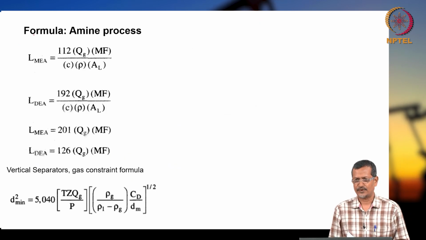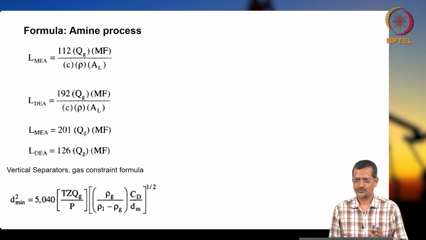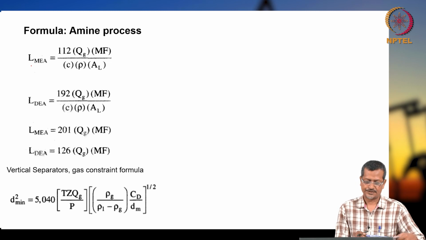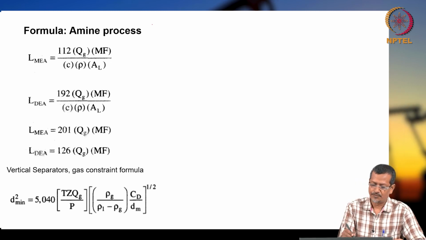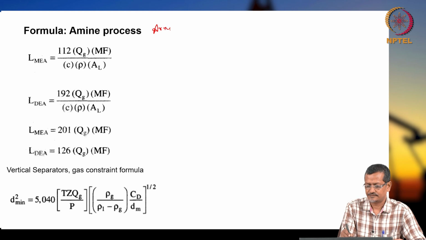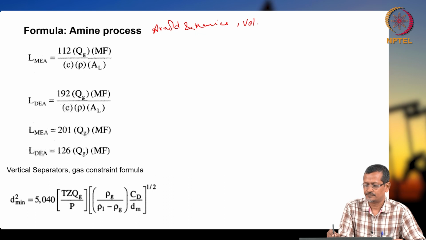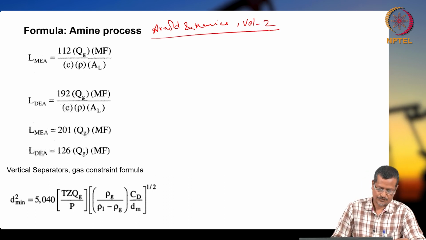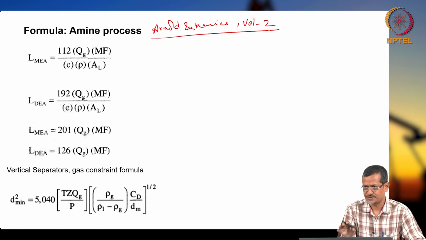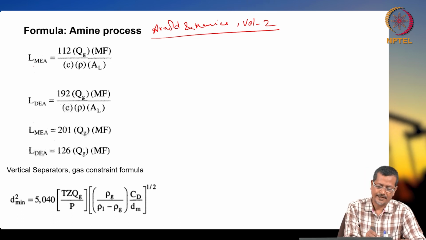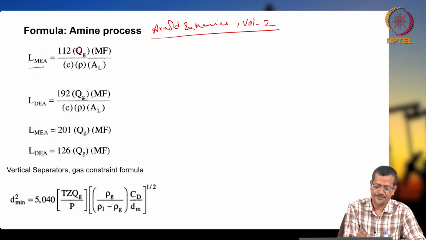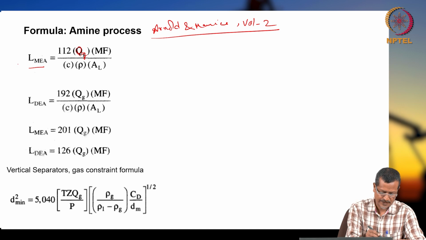Now before we go for one calculation, we should go through the formula for LMEA, okay. This formula is taken from your book, Arnold and Morris, volume 2. One chapter is there on the gas sweetening process, so you can see this formula. LMEA equals 112 Qg MF divided by C rho AL. So what are the terms? LMEA is the MEA circulation rate.